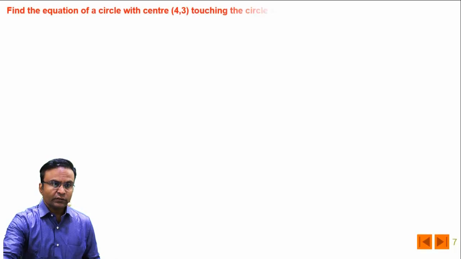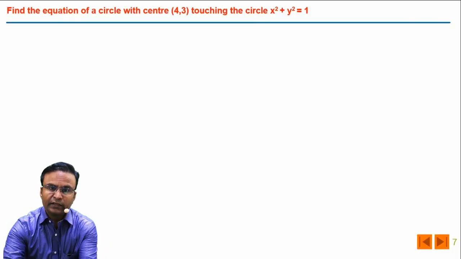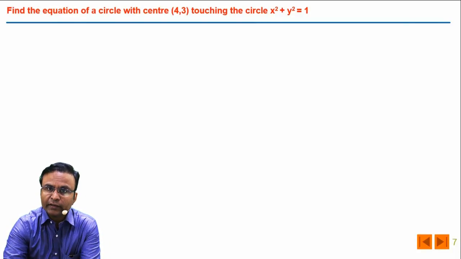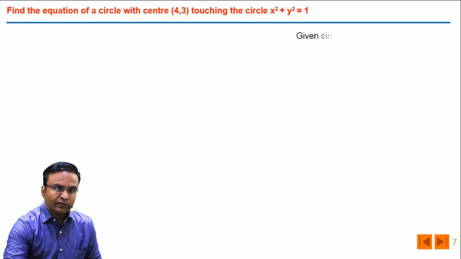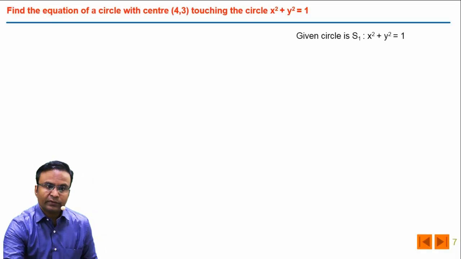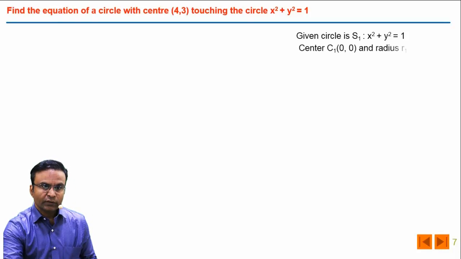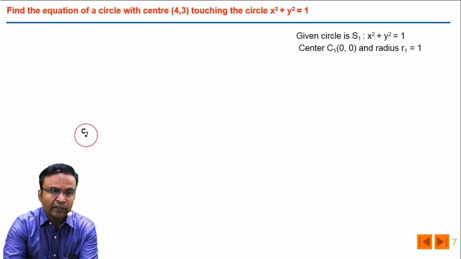Okay, let's try this question. The question is, find the equation of circle with center at point (4, 3) and touching the circle x² + y² = 1. So we have given circle S1: x² + y² = 1. Let's draw this circle with center at (0, 0) and radius R1 = 1. Here is the circle. This is a small circle because radius is 1.